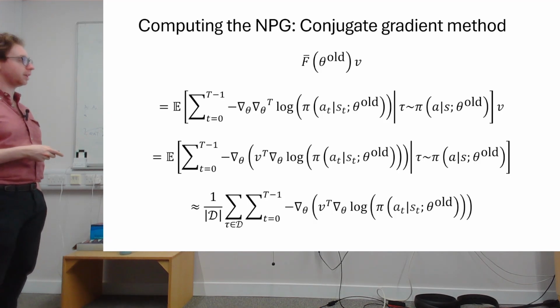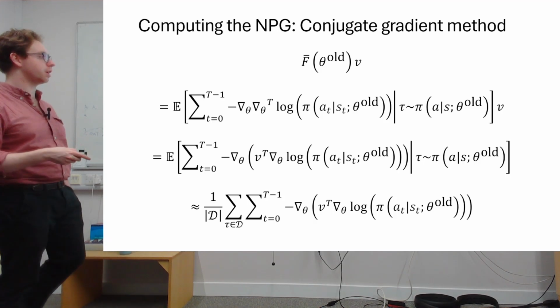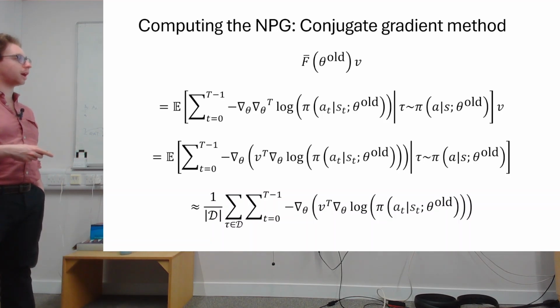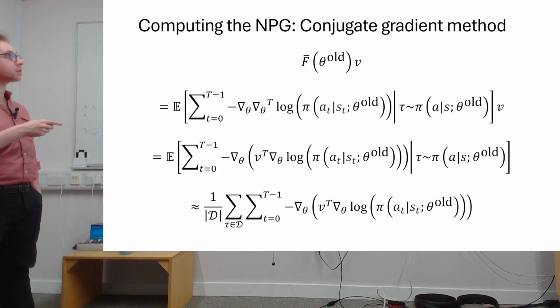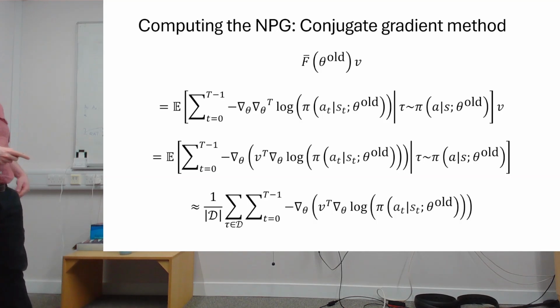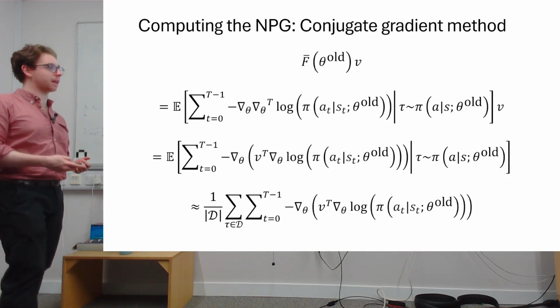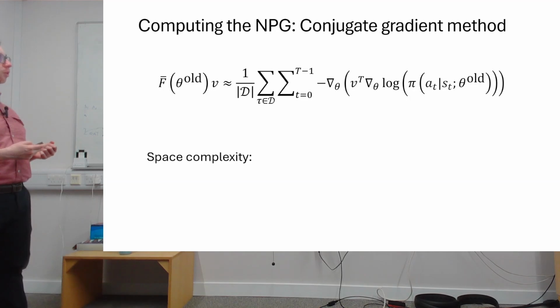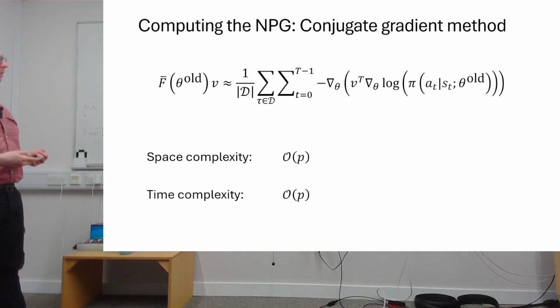This expression is called the Hessian vector product trick, or sometimes Pearlmutter's trick. Essentially what it allows us to do is compute the Hessian, the average Fisher information matrix at the old set of parameters, applied to a vector with order p space complexity and order p time complexity. So the space complexity for this is only order p, and so is the time complexity.